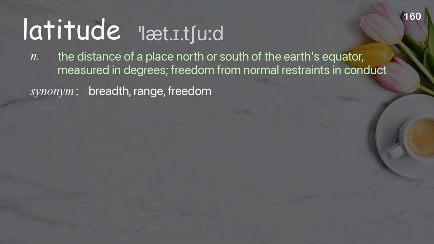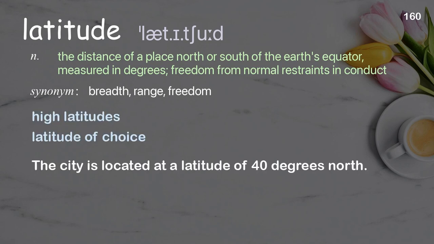Latitude. The distance of a place north or south of the Earth's equator, measured in degrees; freedom from normal restraints in conduct. Examples: High latitudes. Latitude of choice. The city is located at a latitude of 40 degrees north.